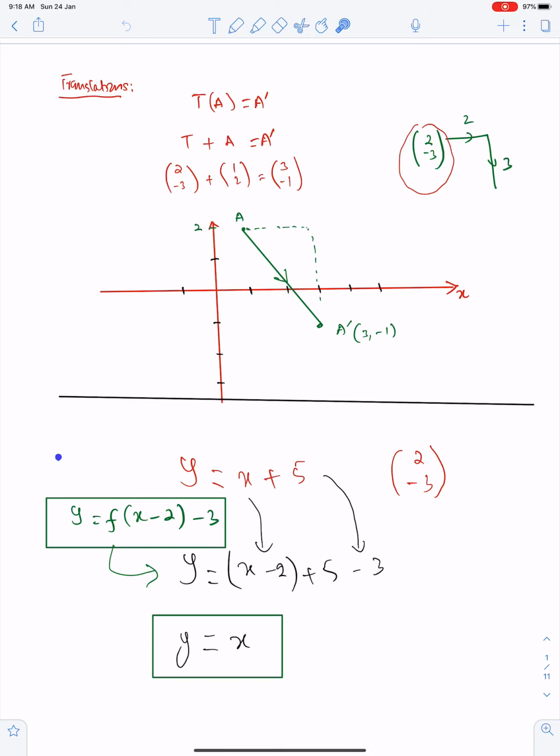And this is the difference between these two translations. This you have done in O levels and this you will do in A level. I will discuss this equation at the end of this lecture.